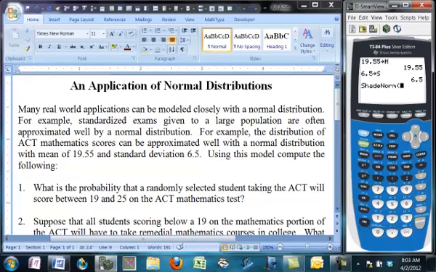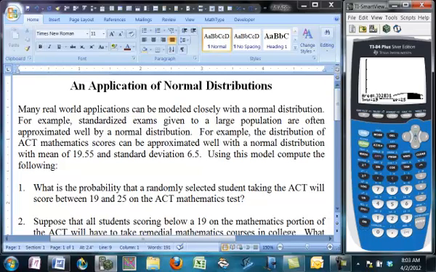So if we do shade norm and we give it the lower 19, upper 25, commas in between, and then the mean, which I've got stored, remember, as EOM, and the standard deviation, which I've got stored as S. Or you could actually type in 19.55 where I have the EOM and type in 6.5 where I have the S. This is going to draw this normal curve and shade it.